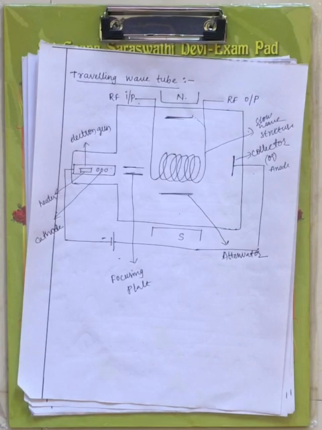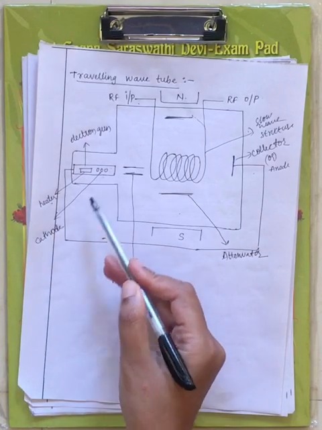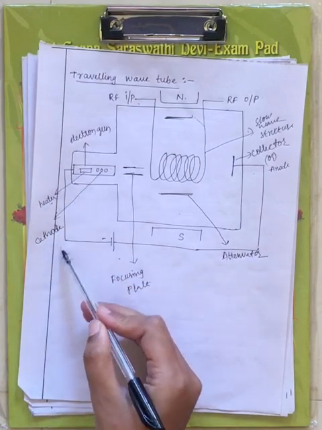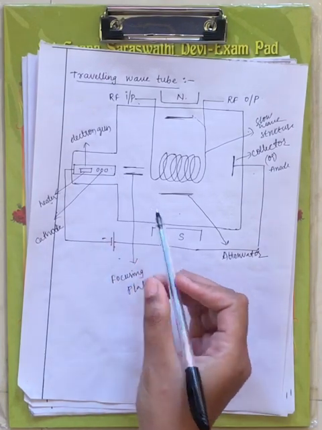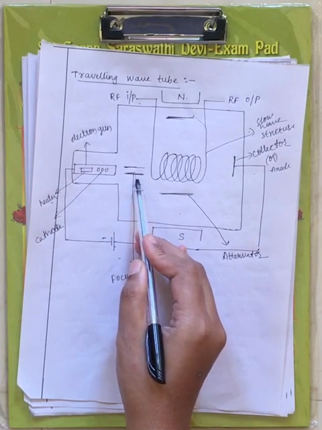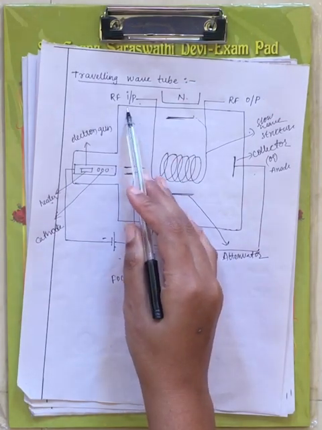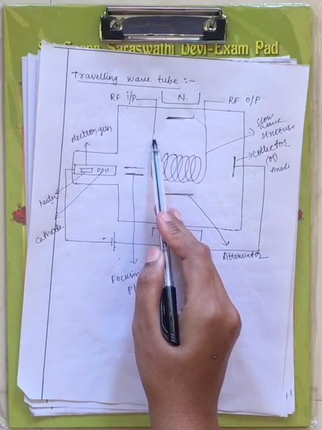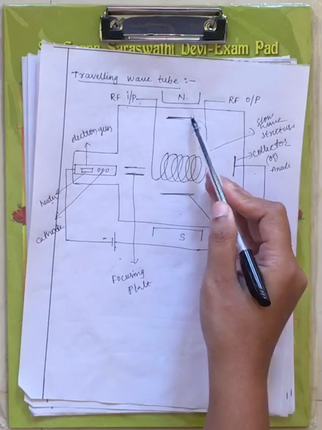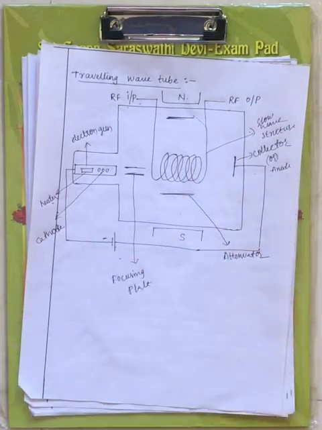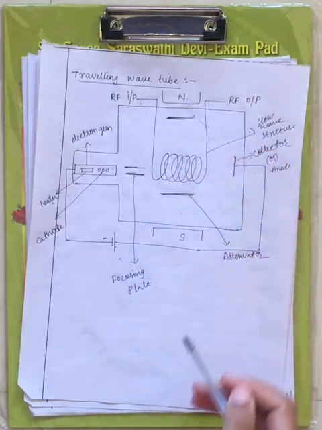Now this is about the structure of the traveling wave tube. It contains an electron gun, which internally contains heater and cathode. The electron gun is connected to the negative terminal of the battery, and it will generate a beam of electrons. Here you will find the focusing plate, placed between the electron gun and the slow wave structure. Whatever input you want to amplify is given through this part, and the amplified signal is collected through this part. Attenuators are used at the upper side and down side of the slow wave structure, and here you are using the north pole and south pole.